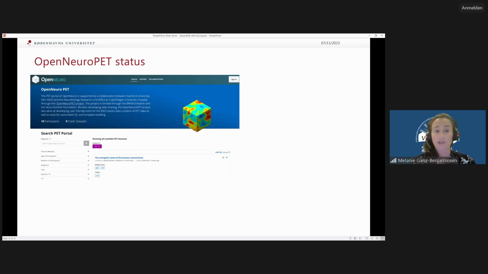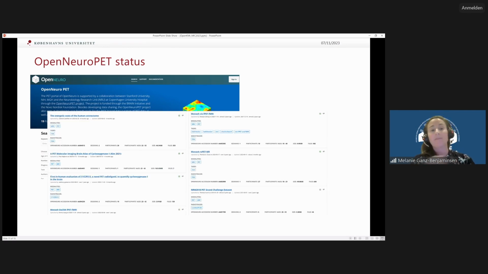And OpenNeuro PET status so far, I mean, we are getting started. We have about 9 public datasets only with about 20 participants now. But if you look at all of them, you can see quite a range. We have some datasets from the NIMH that have been uploaded from Bob Innis's lab. We have datasets that are being uploaded from the Martinos Center. We're very grateful for that dataset. We are also sharing some data from NRU, and the NRM PET Grand Challenge dataset is also hosted there.